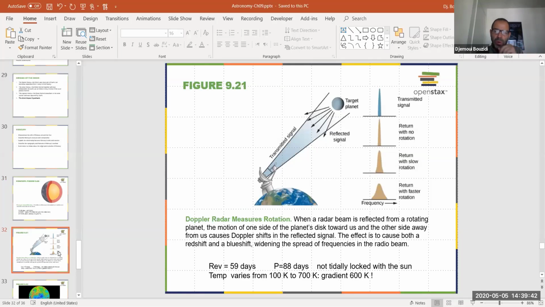Now, how do we know how fast it spins, or at least how fast it goes around its axis? So what we do, we send a radar. This is solar system astronomy, so we can use radar, basically. Send a signal, and see how the signal comes back. If the signal comes back unchanged, then hey, you know the object is not moving.